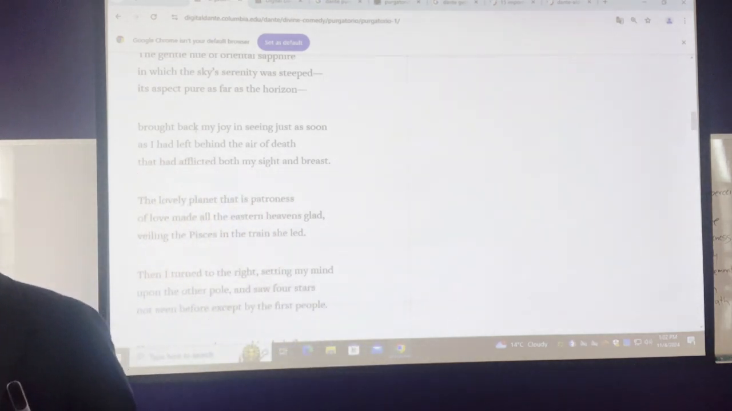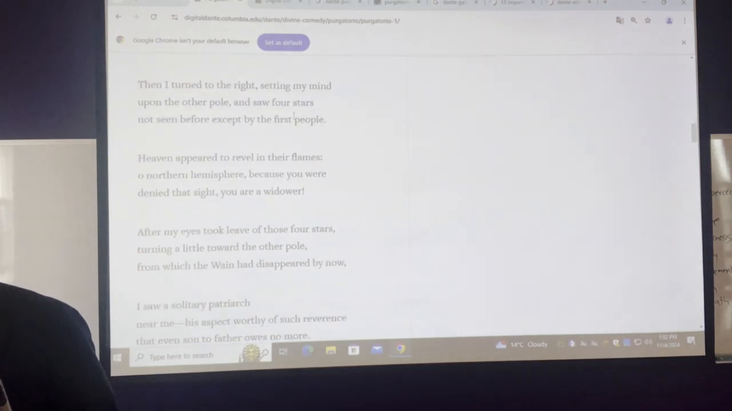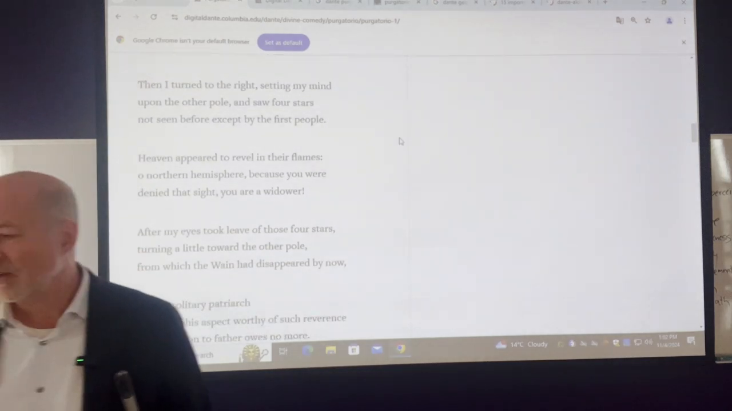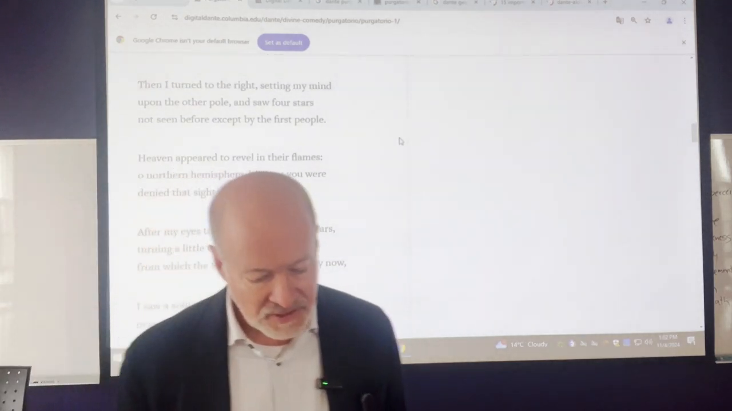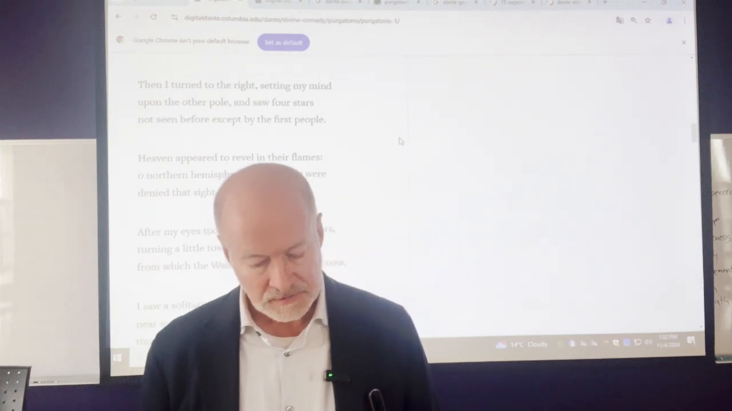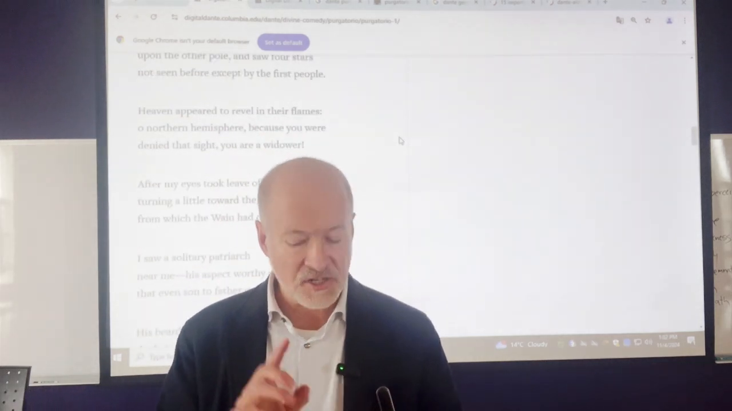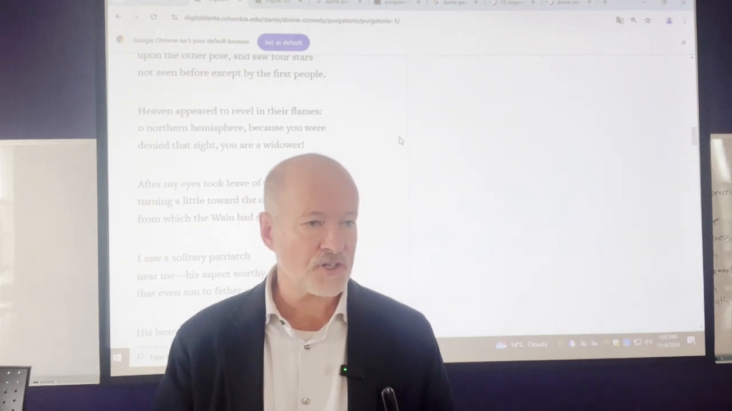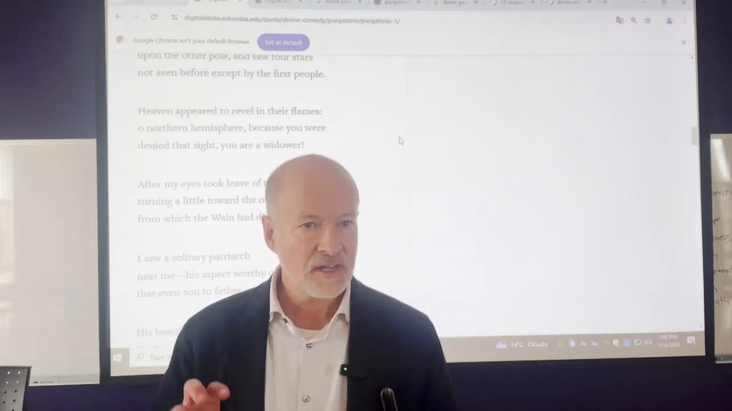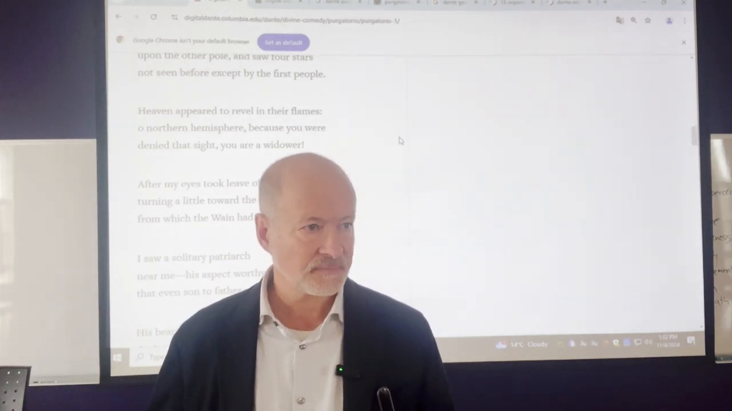Then I turned to the right, setting my mind upon the other pole, and I saw 4 stars not seen before except by the first people. And this is the Southern Cross. And in the Southern Cross, he will see a representation of the 4 temporal virtues.